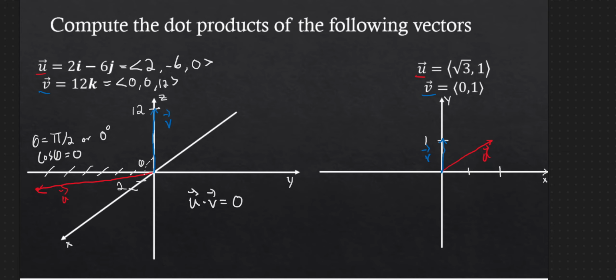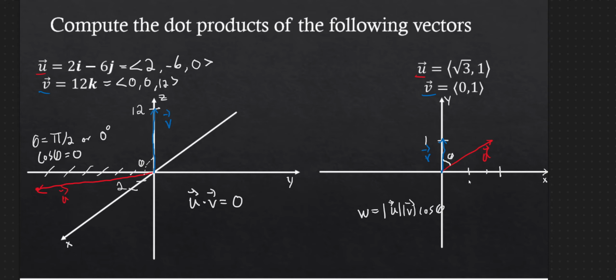I need to compute the work done. I gotta do work to compute work. This is |u||v| cosine theta. So I'm going to need the magnitude of u, the magnitude of v, and I'm going to need the angle between them. So we have some work to do. What is the angle between these two?